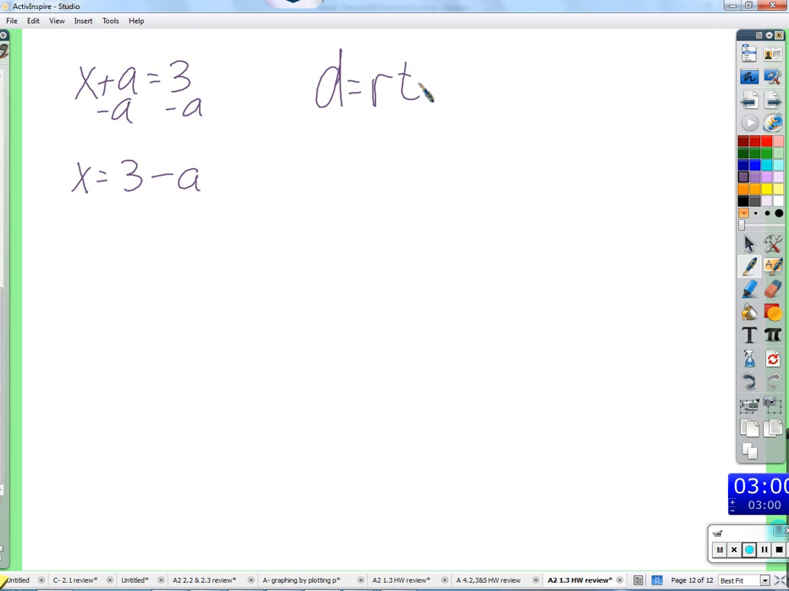Formula that we use a lot. Do you know what the D, R, and T stand for? Distance equals rate times time. So let's say we wanted to figure out what T is. We're going to get T by itself. But right now, this is solved for D. We would like to solve it for T.